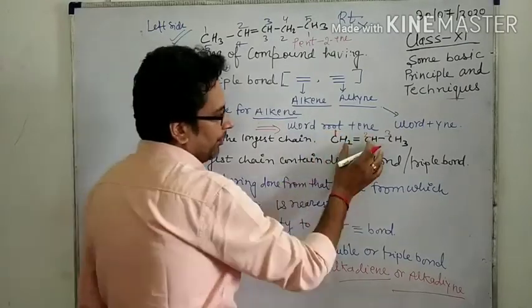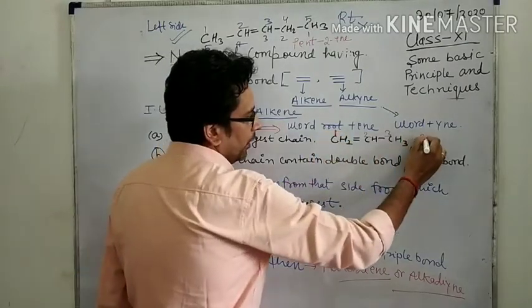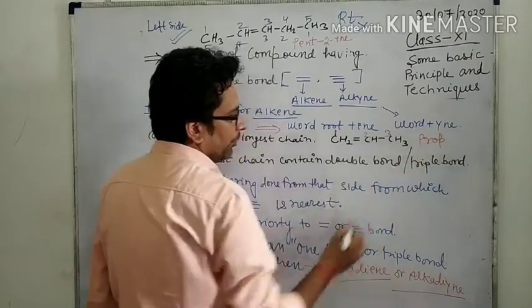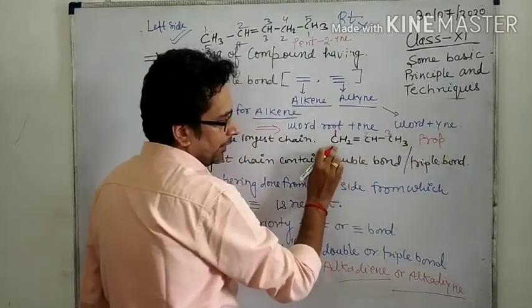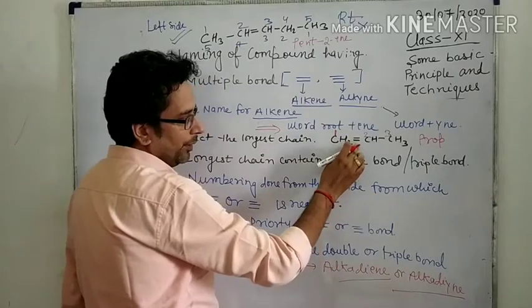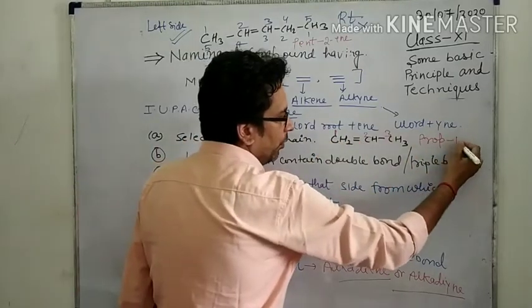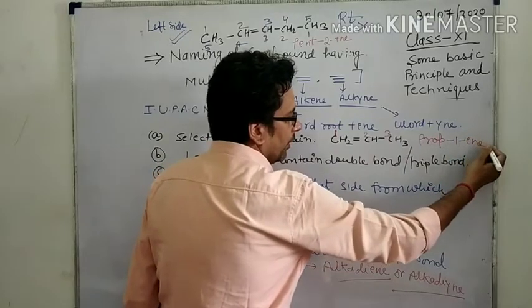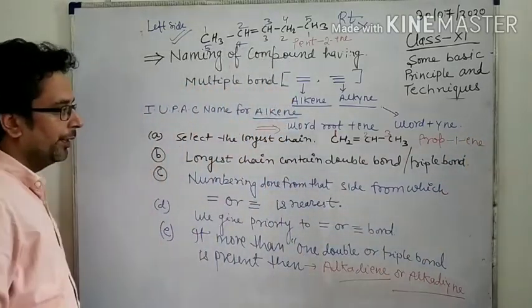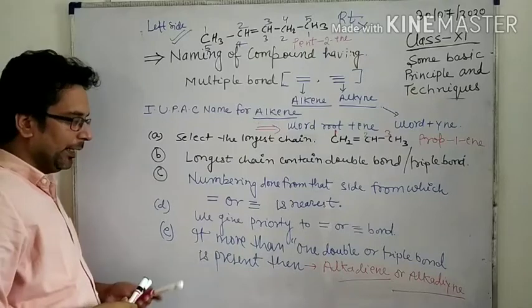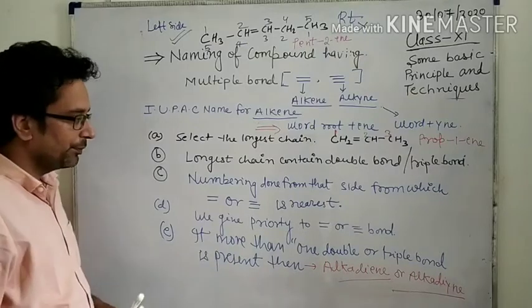So it starts from 1. The name of this compound is prop. The position of the double bond starts from the first carbon, so prop-1-ene. Now next example. Look here.